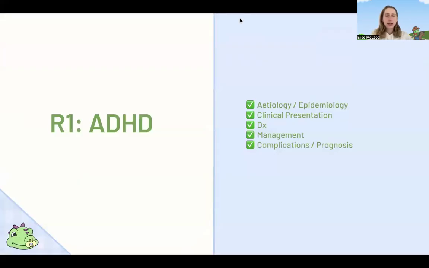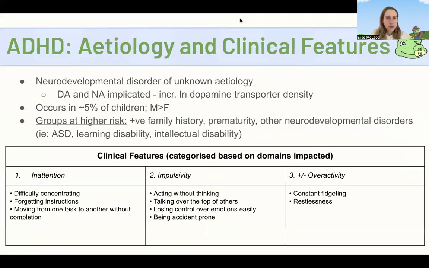Moving on to ADHD now. So again, it has an unknown etiology, but it is known that dopamine and noradrenaline are involved. So there, in children with ADHD, there's an increase in dopamine transporter density, meaning that there's increased dopamine uptake at the synapses. It occurs in about 5% of Australian children, again with males having the condition more than females.